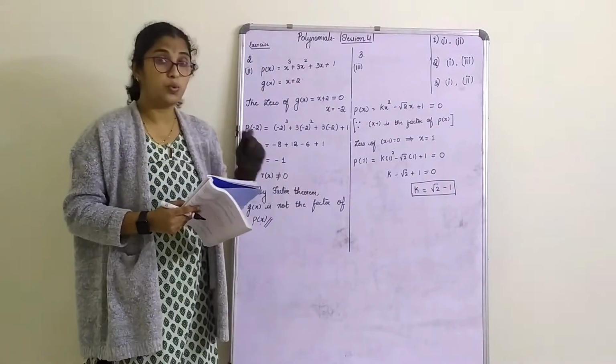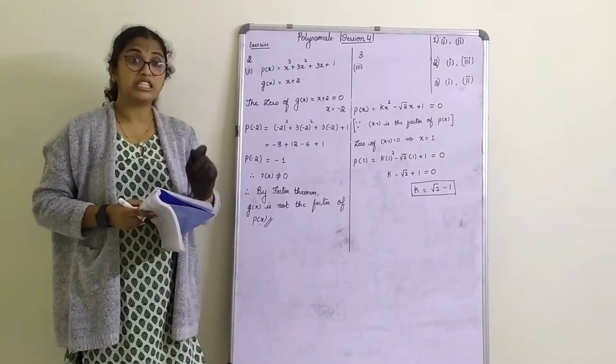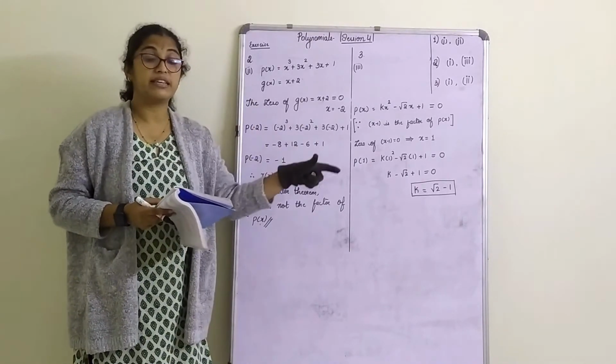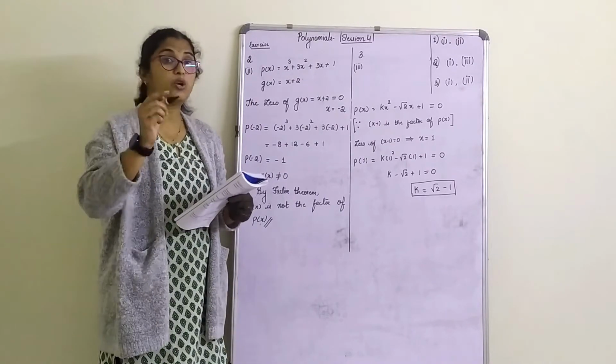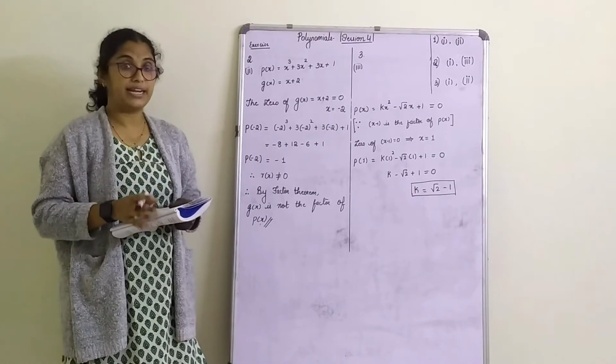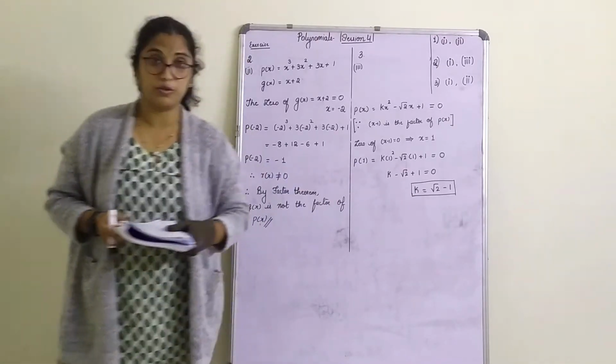So from this one thing, you please understand: if in case they ask you to find the value of something and a factor is given, that means the equation is equated to 0, only then you can find it, right? So similarly, we'll be doing the next sum also. Please write it down.